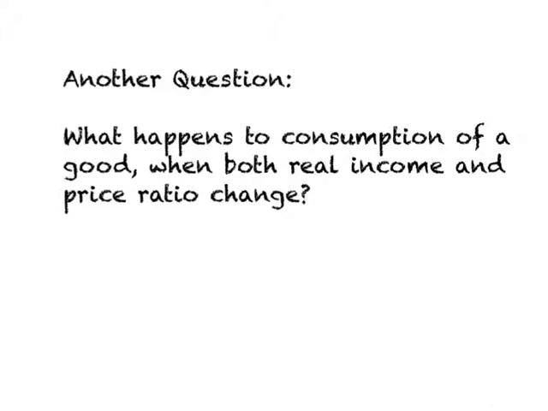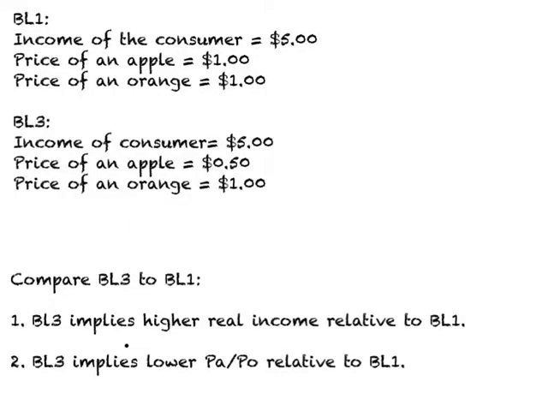In the first case, we kept price ratio the same and real income changed. In the second case, what we did is we changed the price ratio but kept real income the same. Now the next question for us to ask is, what happens to consumption of a good when both real income and price ratio change? And let us just examine this.